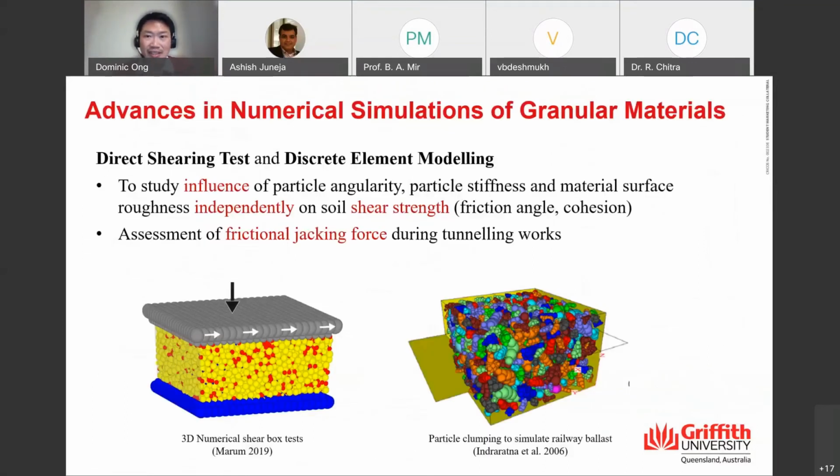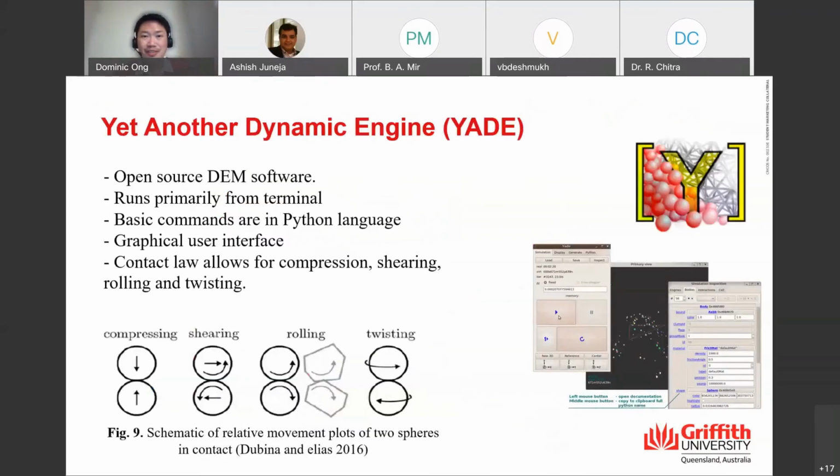Nowadays we are doing numerical simulations. Instead of physically reconstituting the sample, we are going more and more fundamental. We are looking into the interaction of particles at the particulate level, and how we model particle angularity, stiffness, and material surface roughness in obtaining friction angle. We also use discrete element modeling. We are going to purchase Itasca's particle flow code, PFC, soon, because what we've been doing is using YADE as open source software.